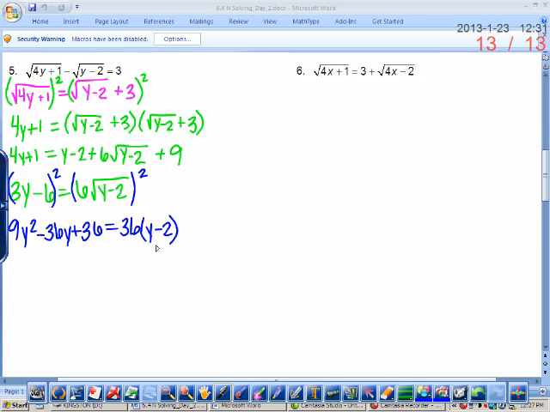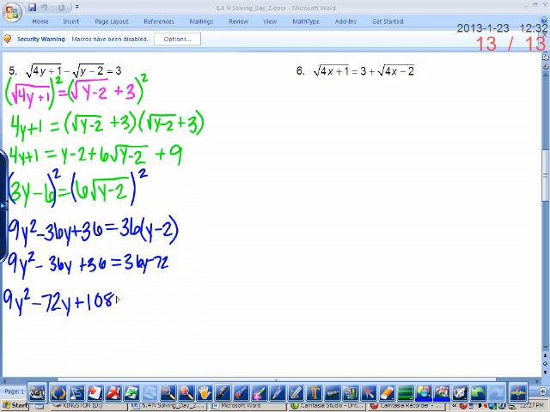Okay, what would we do next? You can, but you're going to end up with a fraction up here. Yeah, let's distribute. So 9y squared minus 36y plus 36 equals 36y minus 72. This is a quadratic now, and a quadratic has to be set equal to 0 in order to solve. So get your, oh, sorry, I forgot my y right here. So we've got to move everything over to this side. So I'm going to have 9y squared. If I subtract 36y, I'm going to have minus 72y. And then when I add 72, I'm going to get plus 108.